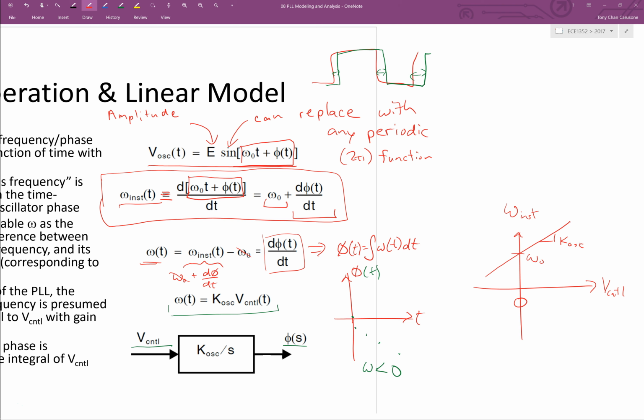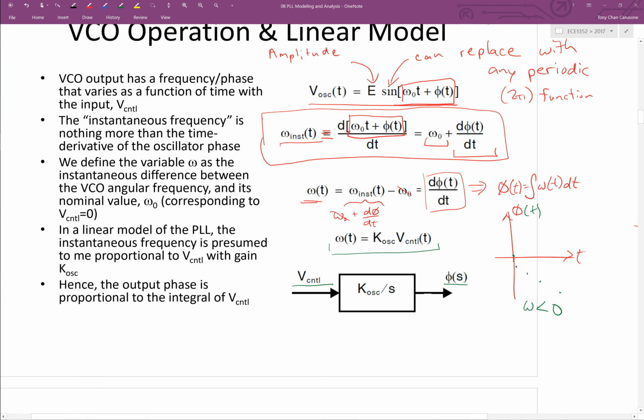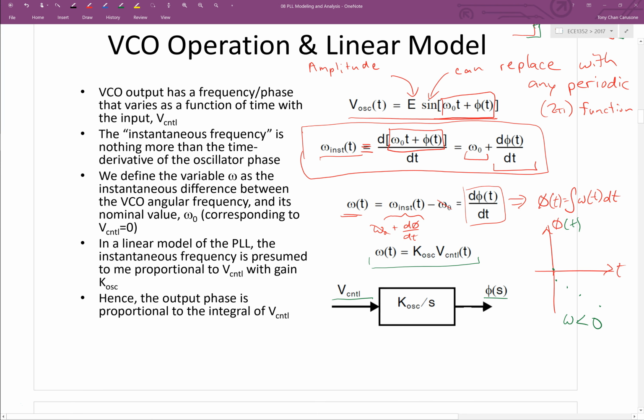Now, on most practical VCOs, that won't be a perfectly straight line. You may get some bending of this curve. That just means that if you want to refine the model to be more accurate, you may wish to take into account the fact that K os is not a perfect constant, that it can vary, because the slope over here might be a little different than the slope in other parts of the curve. So K os is like that linearized gain constant, and then the 1 over s just comes from the integration of frequency to phase.